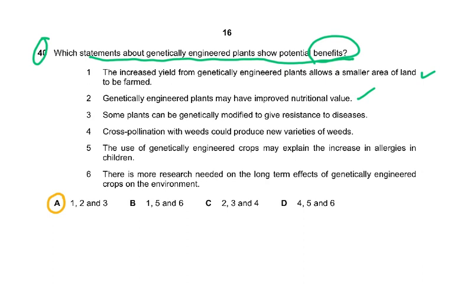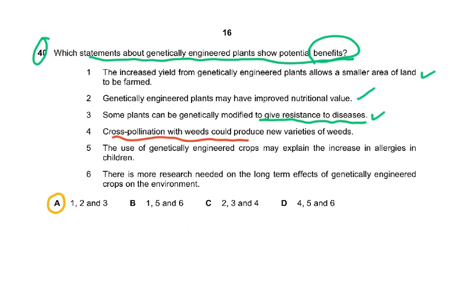Then number three, some plants can be genetically modified to give resistance to diseases. Like, some plants suffer from fungal diseases and the crop yield is reduced. The leaves just curl up. So 1, 2, and 3 were all correct. Okay, but then let's look at the others which are incorrect. Because you should also understand why 4, 5, and 6 were incorrect.